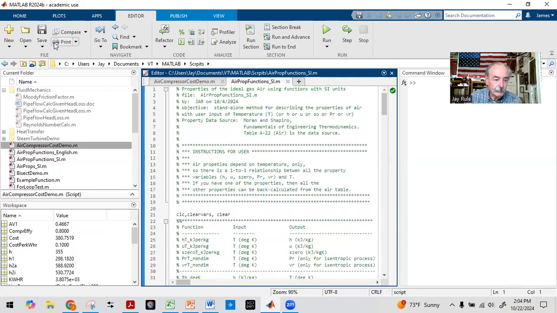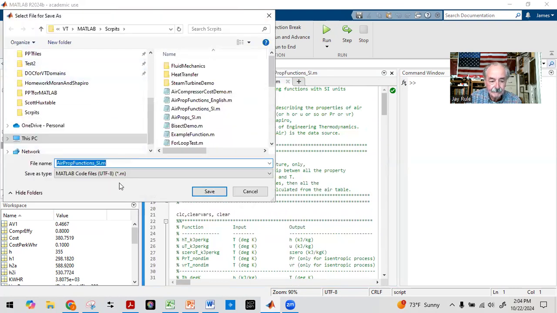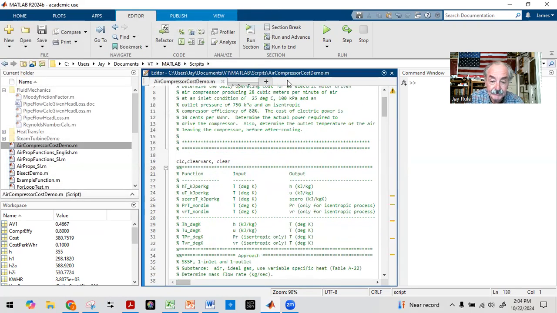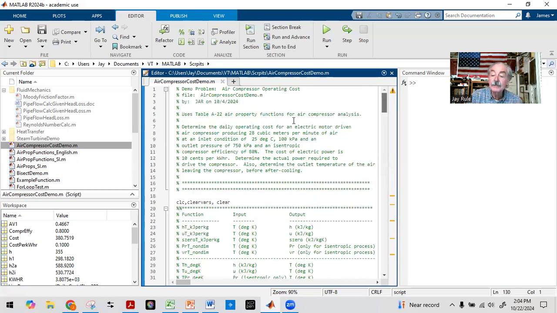The next thing I did was I went to save as. So save as, I came up with a new file name. Now I've already done the work, so I'm not going to start from scratch, but you get the idea of save as, the basic file. And what I did was I saved it to a file called AirCompressorCostDemo.m from MATLAB. All right, so here we are. Now let's look at this air compressor analysis file.